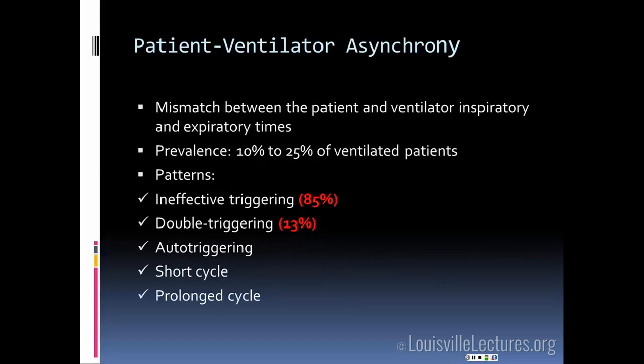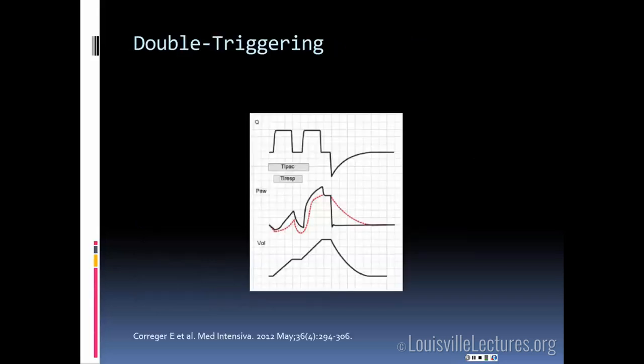So I'm going to finish here talking a little bit about patient-ventilator asynchrony. This is a mismatch between the patient and ventilator inspiratory and expiratory times. The prevalence is 10 to 25% of ventilated patients. The most common pattern is ineffective triggering, which occurs in 85% of the cases of patient-ventilator asynchrony. Double triggering is also relatively common, 13%. Then you have other mechanisms: auto-triggering, short cycle, and prolonged cycle.